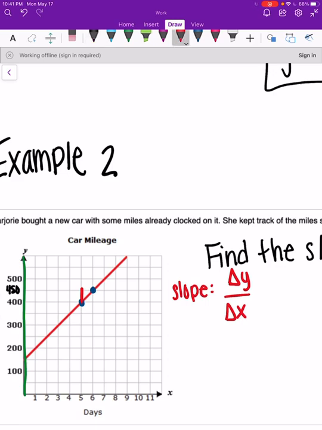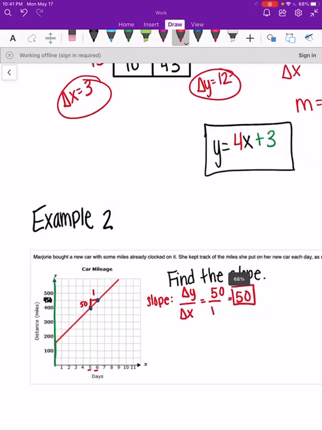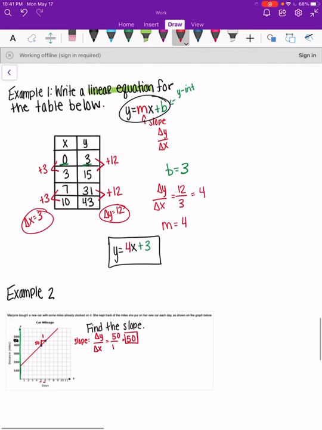So I'm going up 50, and I'm going over from 5 to 6. So I'm going over 1. My change in y is 50, and my change in x is 1, and 50 divided by 1 is 50. So my slope is 50. So that's how we write linear equations and solve for our slope using a table and a graph.